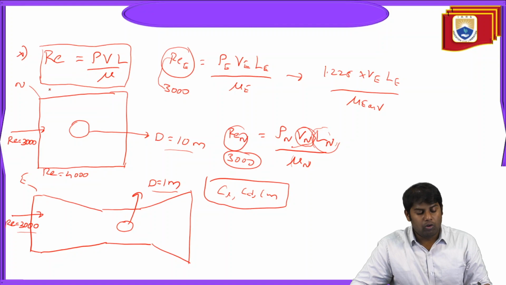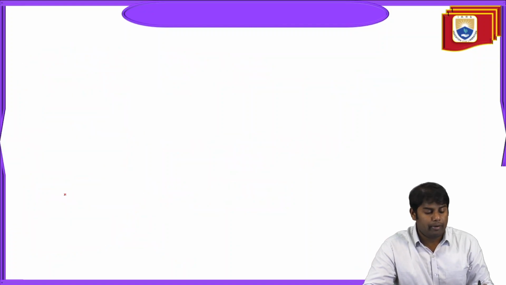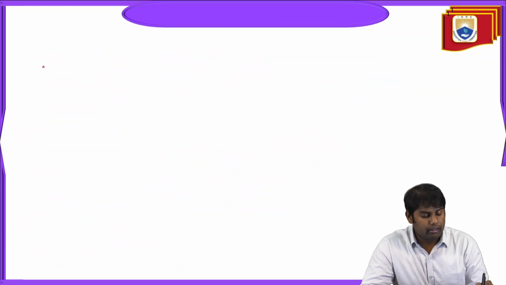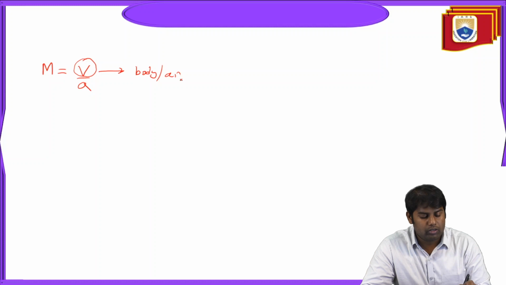So for compressible flows, basically when do we say the flow is compressible? Let's say we have a parameter called Mach number M, which is V by A. V is nothing but the velocity of the object, or let's say the velocity of the flow. That can be the velocity of the body or the air, you can take anything, divided by the speed of sound in that medium.